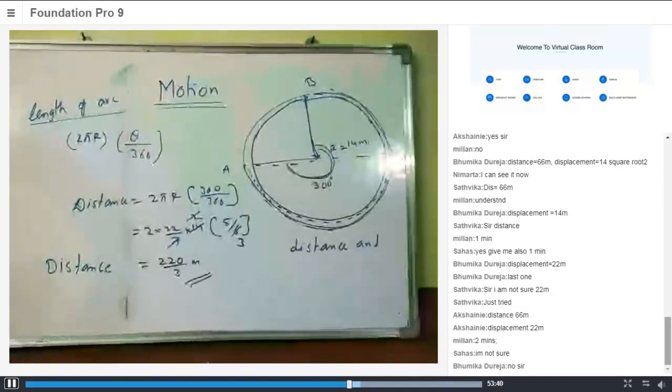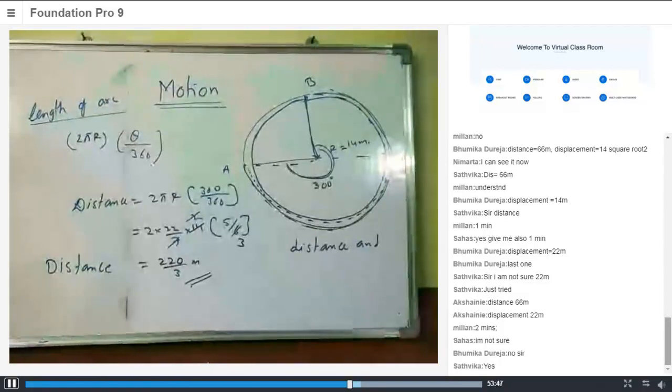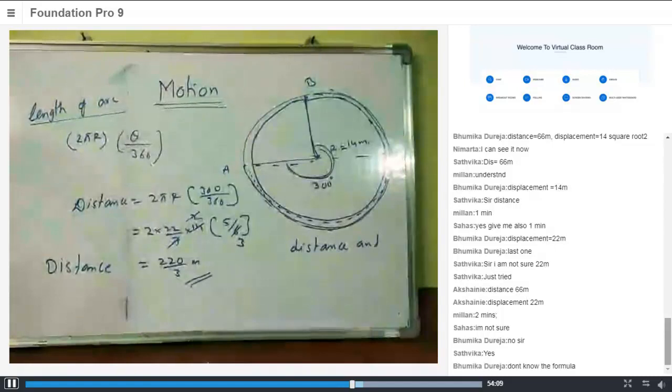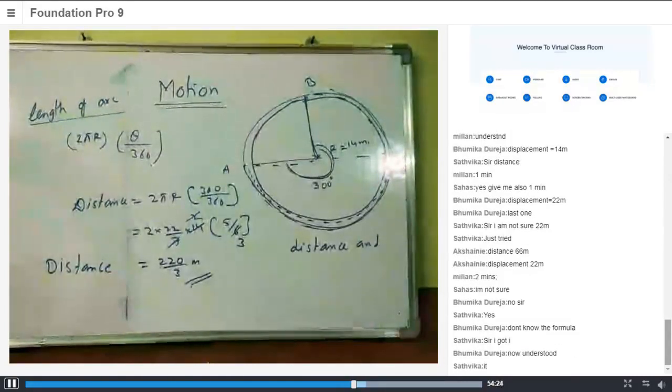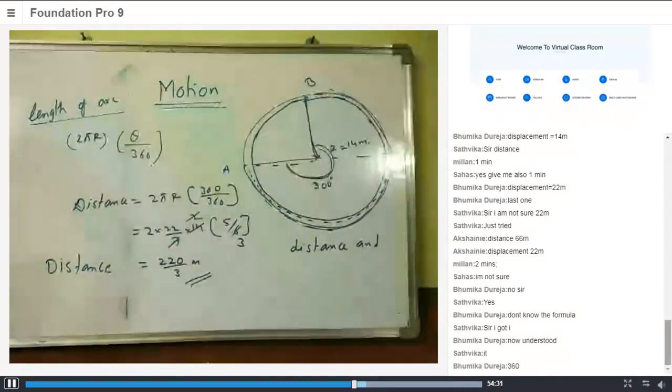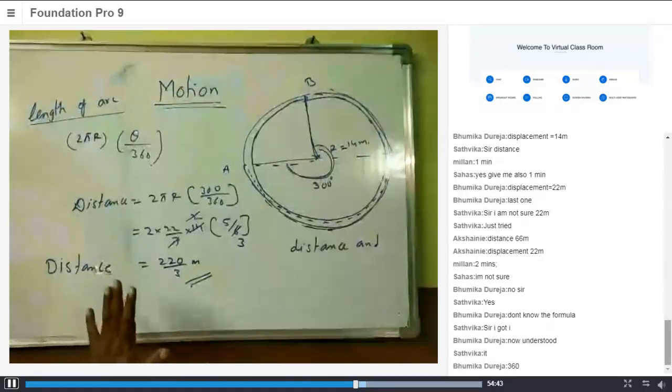Bhumika, you didn't understand? I mean, you don't know the formula? Satvika, can you tell me, is yes for not knowing the formula or you didn't understand? Don't know the formula, that's fine. So that's my mistake. Anyhow, no problem. Displacement, you don't need to know the formula. But I hope you know what is the total angle in a circle. What is the total angle in a circle? 60 degrees. What about Sahas and Milan? Akshani, I think you also don't know the formula, right? Fine. Then this is granted. This is my mistake because you don't know the formula for this.